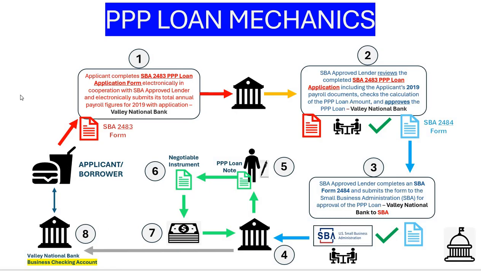So these are the correct mechanics of how new money was created into the system by the banks. The SBA simply insured the banks against loss on the loans.